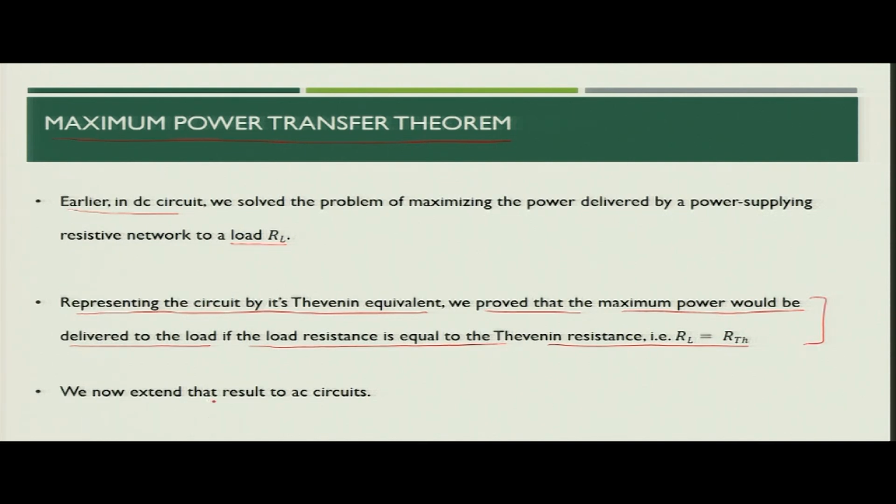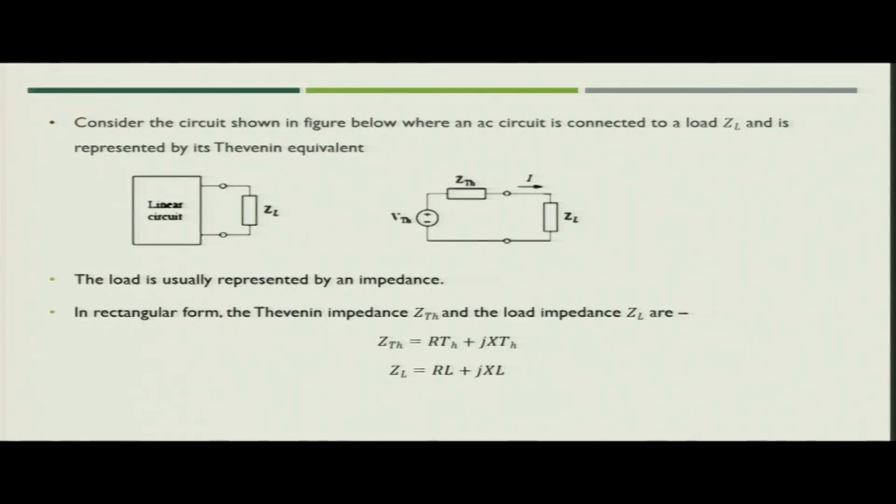Now, the same concept we will extend for the AC circuit, and we will try to find out the condition under which the maximum power would be transferred to the load if AC sources are connected to the circuit. So, now again let us consider the circuit. We consider a linear circuit where a load ZL is connected. This linear circuit will first be converted into Thevenin equivalent. So, we will have VTH in series with ZTH, and then load ZL will be connected across the Thevenin equivalent terminals.